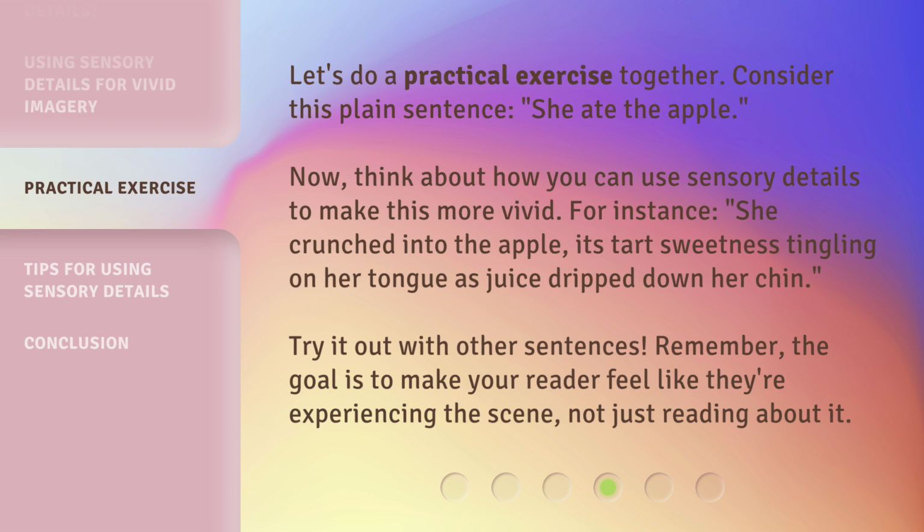Let's do a practical exercise together. Consider this plain sentence: "She ate the apple." Now, think about how you can use sensory details to make this more vivid. For instance, she crunched into the apple, its tart sweetness tingling on her tongue as juice dripped down her chin. Try it out with other sentences. Remember, the goal is to make your reader feel like they're experiencing the scene, not just reading about it.